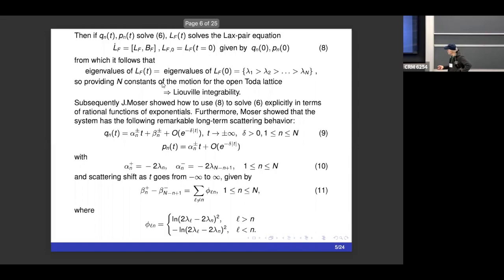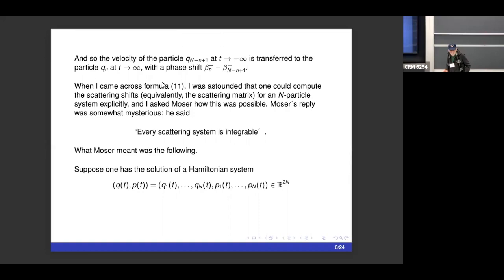So when I came across this formula here, I was really astounded because in my background at that point, I'd been working on abstract scattering theory. If you've got a quantum mechanical Hamiltonian, for example, and you wanted to prove that the scattering was complete, that the scattering matrix was unitary, things like that. It was things going on in functional analysis, really, and you just wanted to prove the existence of, so you didn't compute anything. So the idea that you could actually compute the scattering matrix for a system of n particles was absolutely astounding to me. I hadn't seen anything like it. Everything I'd seen before was abstract. And so I asked Moser how it was possible that you could compute it explicitly.